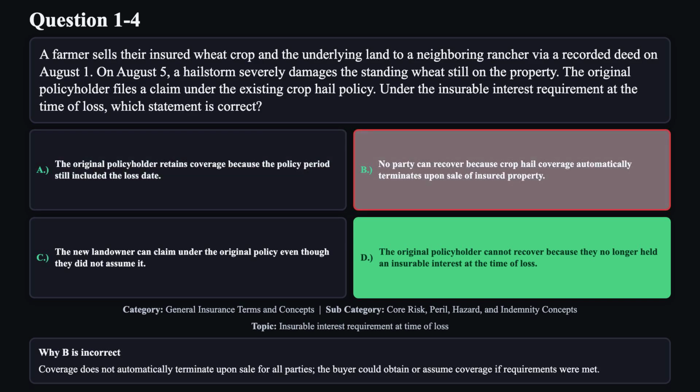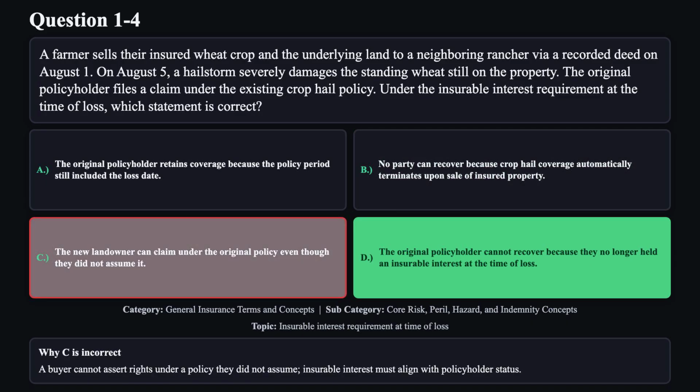Reason B is not correct. Coverage does not automatically terminate upon sale for all parties. The buyer could obtain or assume coverage if requirements were met. Reason C is not correct. A buyer cannot assert rights under a policy they did not assume. Insurable interest must align with policyholder status.